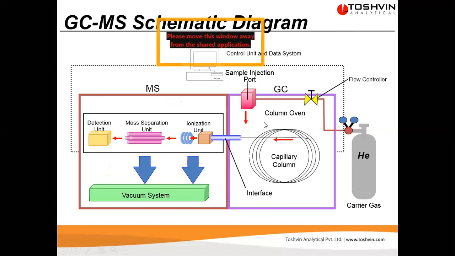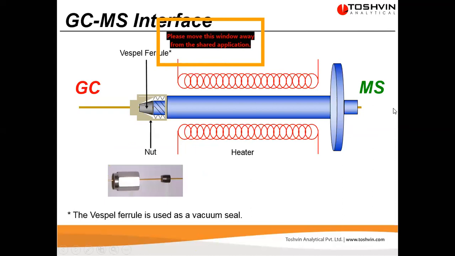This part I have repeated almost twice now. The MS part is divided into 3 sections. First section is the ionization unit, second is the mass separation unit, and third is the detection unit. The other important thing to know is that GC always works under atmospheric pressure, whereas MS works under vacuum. This you have to remember. For MS, vacuum is a must.